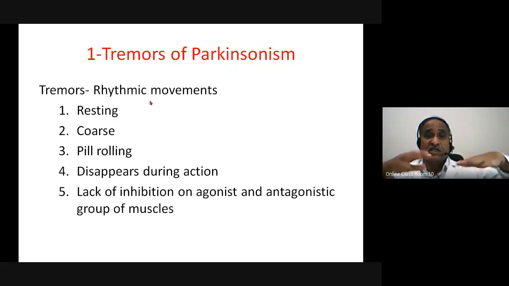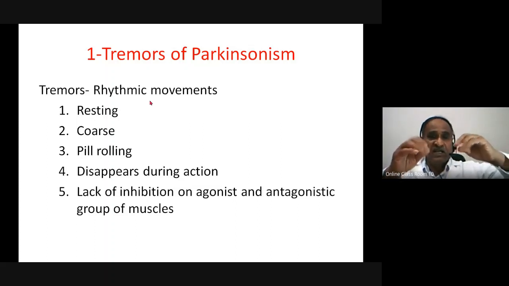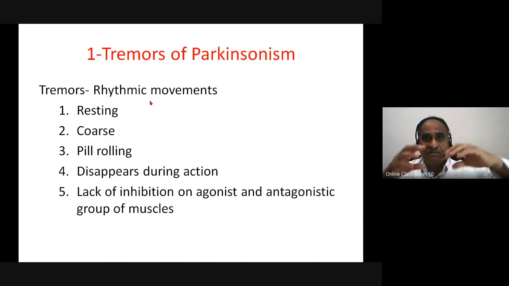You can see that these are coarse tremors, and it looks as if he is rolling a pill in between the hands. You can see my hand there, a pill-rolling tremor. These are resting tremors. Even if he keeps the hand at his side, if I elevate it, he will have a continuous pill-rolling motion. That is the type of tremor.